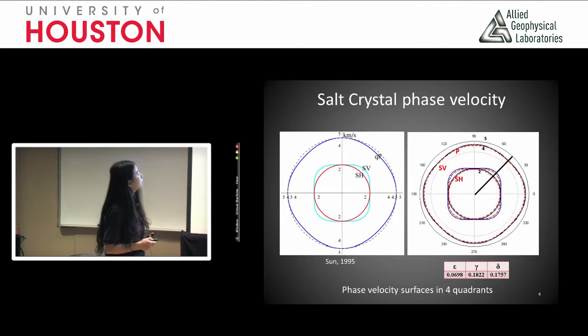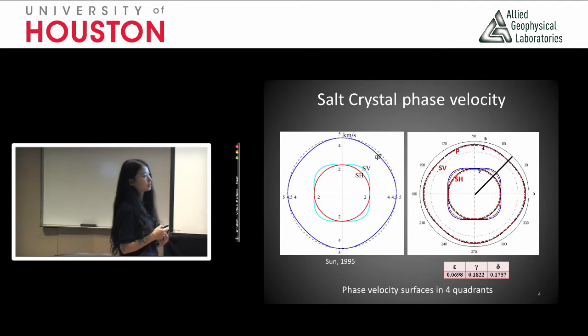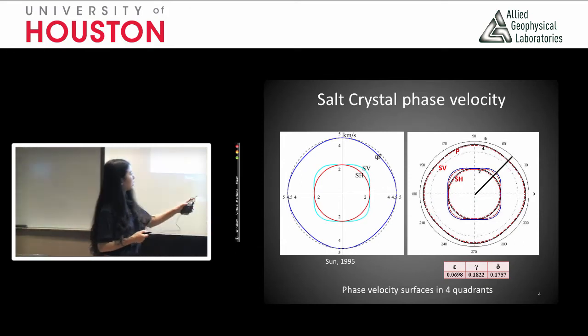So this is the phase velocity surface. Outside is the largest velocity, the P wave, and it varies a little bit in all horizontal views, with a variance of 7% maximum, and the shear wave shows splitting in directions other than the symmetry axes. The left side is our results.